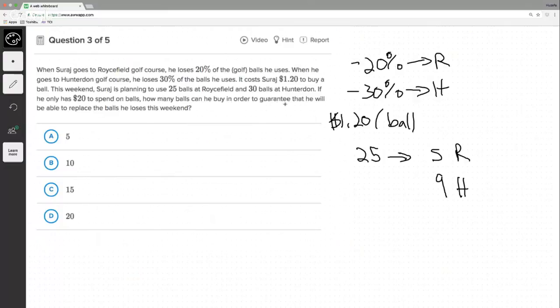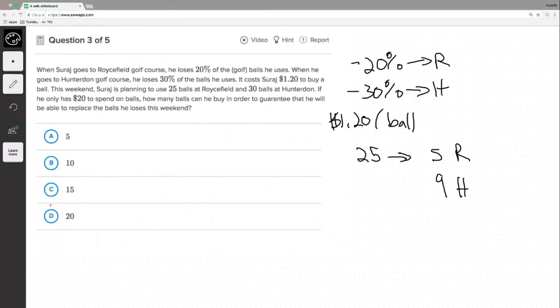How many balls can he buy in order to guarantee he'll be able to replace the balls? Okay, wait, let me just make sure. It costs Siraj $1.20 to buy a ball. So this week, Siraj is planning to use 25 balls at Royce Field and 30 balls at Huntington. And if he only has $20 and it costs $1.20 a ball, in order to guarantee that he'll be able to replace the balls he uses.